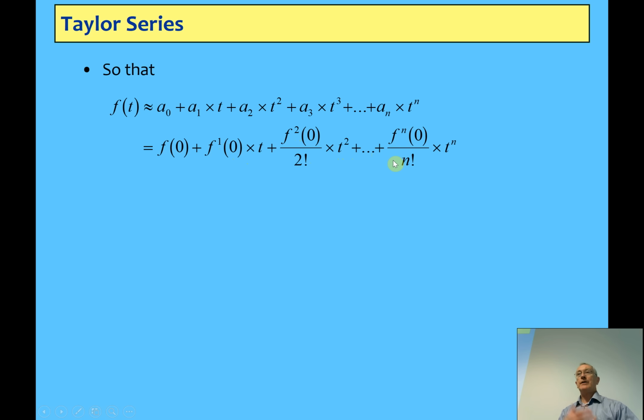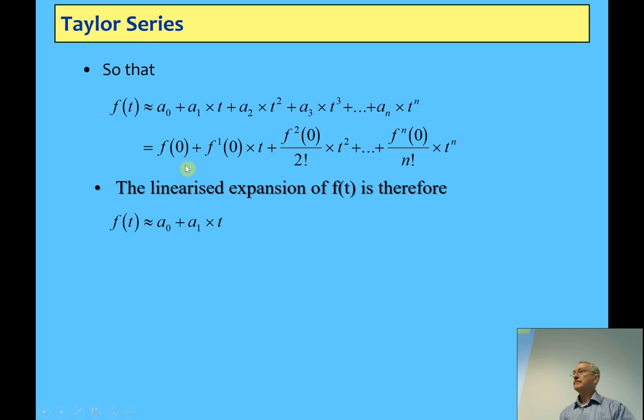So we've now done that conversion. You've got the conversion terms. Now the linearized expression of that is just drop all this stuff and just stick with the first 2 terms. That's the linearized version. So your very first approximation to a function using the Taylor series is going to be a linear equation.